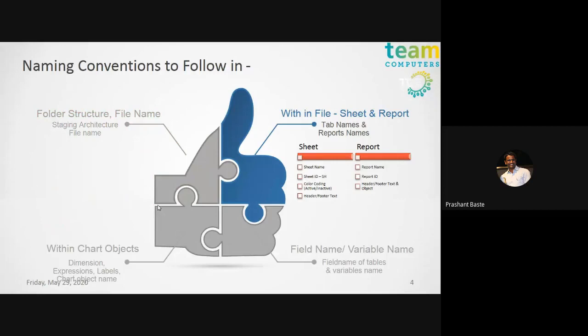Next, when we come to the file level, we talked about the folder level. When we come to the individual QVW or QVF file, we have the number of sheets available in our report, in our single file. And in some cases, we have the number of reports as well. So one should ensure that the sheet name is very clear and easy to understand.